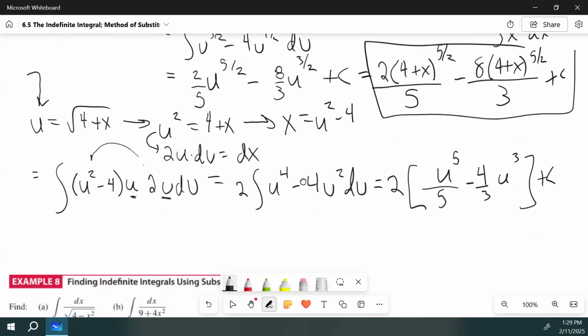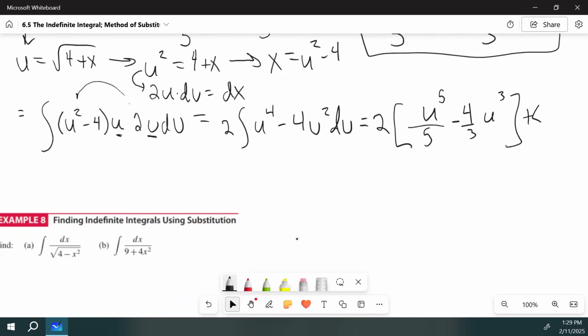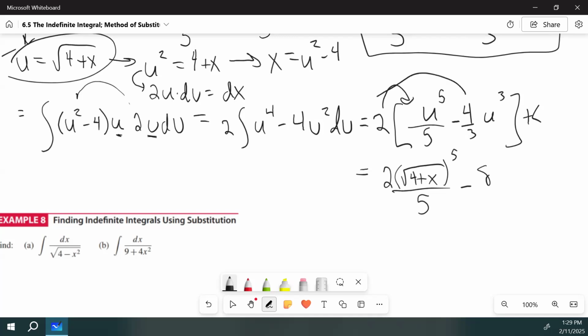And then this is where we could back substitute what u is. Remember, u was square root 4 plus x. So this would be 2 square root 4 plus x to the fifth over 5 minus 8, because the 2 is going to distribute to both of these, square root 4 plus x cubed over 3 plus c.